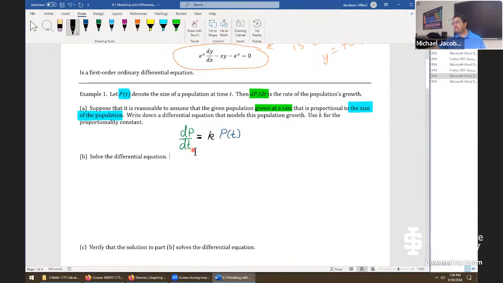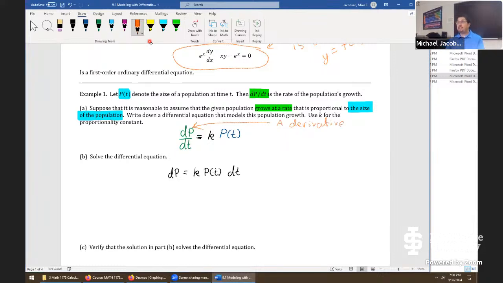As it stands, dP/dt, that's a derivative. But if we view it as a differential, we could write it out this way. dP equals k times P of t dt. So in this land over here, this is a derivative.